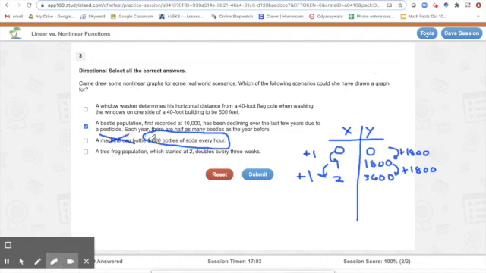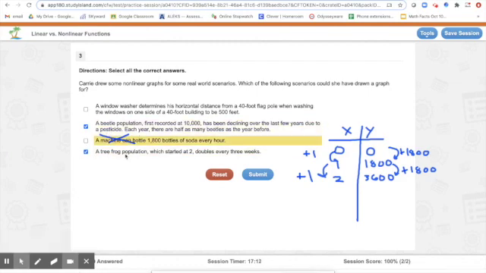All right, and the last one, a frog population, which started at 2, doubles every 3 weeks. I know this is going to be nonlinear. This is very similar to the beetle population. Instead of going by halves, it's doubling. I'm going to go to the table again real quick. So at year 0, it started at 2.